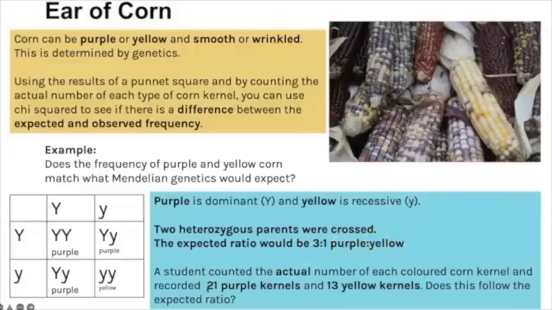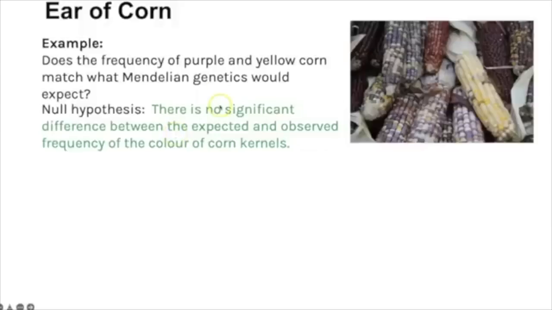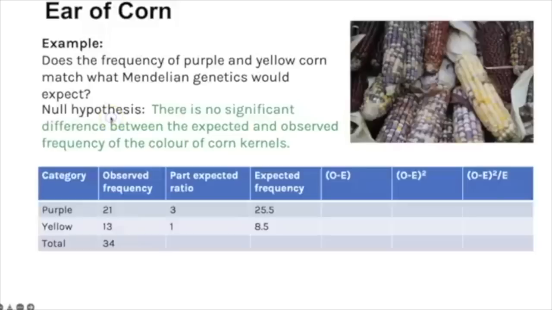A student then counted the actual number of each coloured kernel, and they recorded 21 purple and 13 yellow. So we can then use the chi-squared to see, do we have a difference between the expected ratio and the observed ratio? We always state that there is no significant difference between the expected and the observed frequencies in the null hypothesis. And what we'd first have to do is convert the ratio, which is what we use in the Punnett square, into an actual expected frequency.